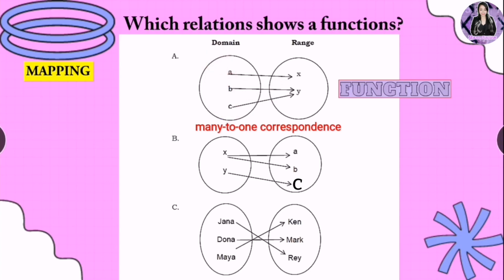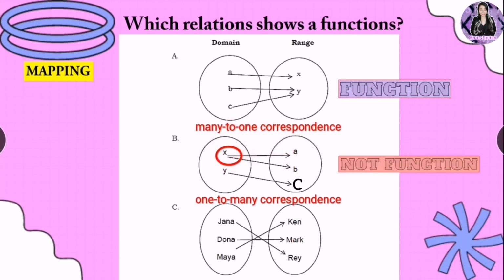How about letter B? Is it a function or not? Let's see. So X is being paired with A, and at the same time, it is being paired with B. Then, Y is being paired with C. This is what we call one-to-many correspondence because X is being paired to two values. Is it a function or not a function? That is correct. It is not a function because A and B are being paired with the same domain X. So this is not a function.